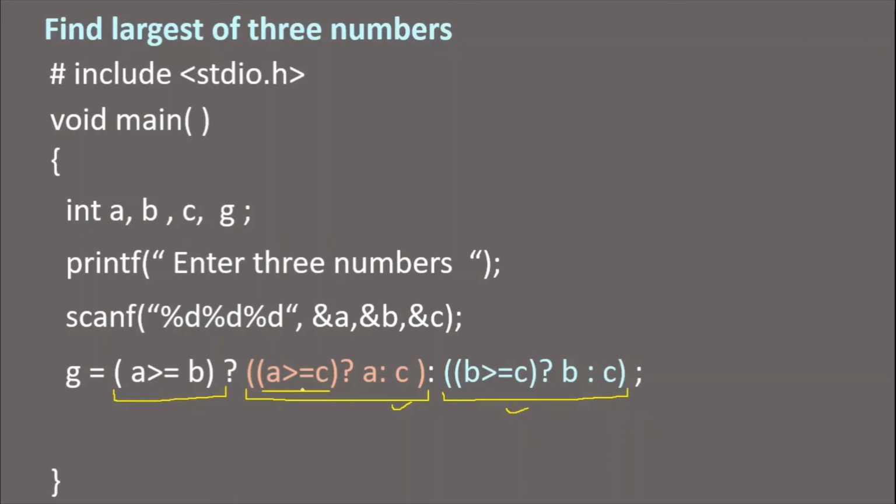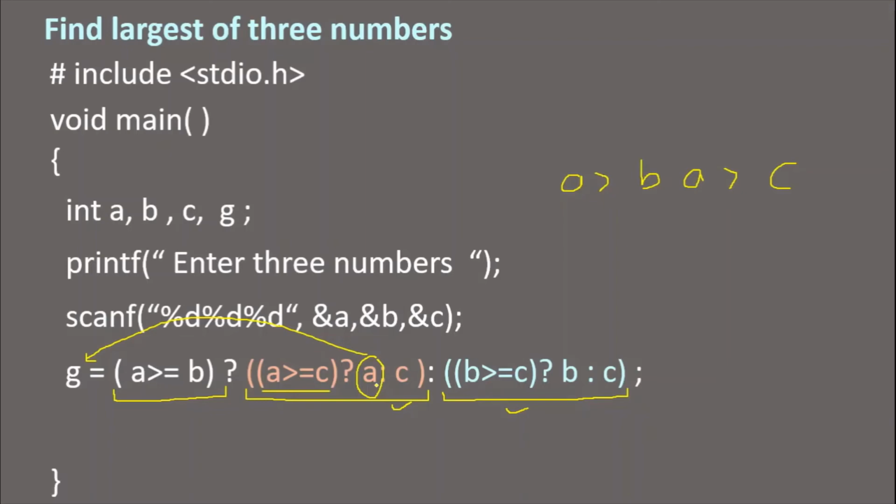If this condition is true, it means that A is greater than C. This is already true, it means that A is greater than B. So as A is greater than or equal to B, and the inside condition says that A is greater than C also, it means that A is the greatest number. So this variable will get executed because the condition is true, and this will be the value stored in G. So which one is the largest number? A is the largest number. So this is the way in which we have checked the first possibility.